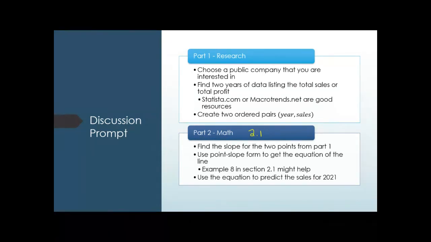And then what this opens up is a discussion when you're replying to each other, or even at the end is, do you think that this is a good prediction? Do you think that your company is going to follow this trend? Do you think there are maybe different ordered pairs that might have been better to choose from? So there's a lot of things that you can do to analyze what you have here and to discuss whether you think that this is going to work for prediction, or if you think maybe there's something better that you can choose.